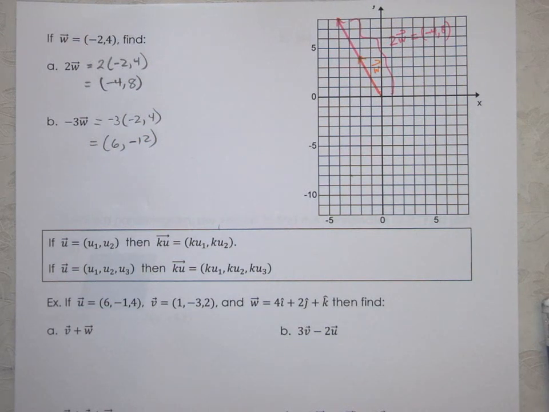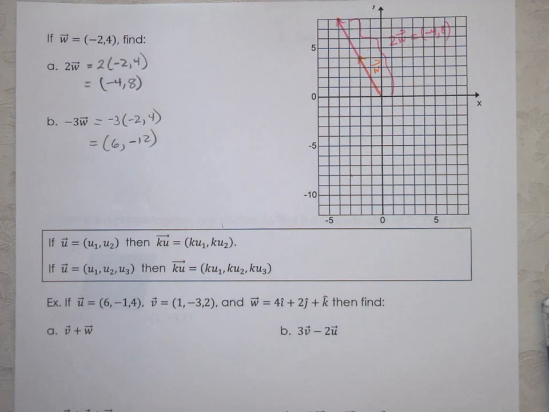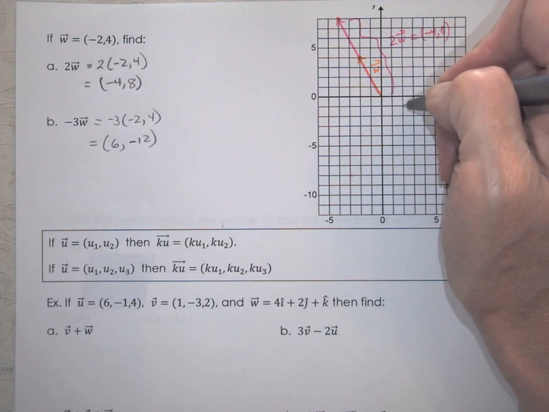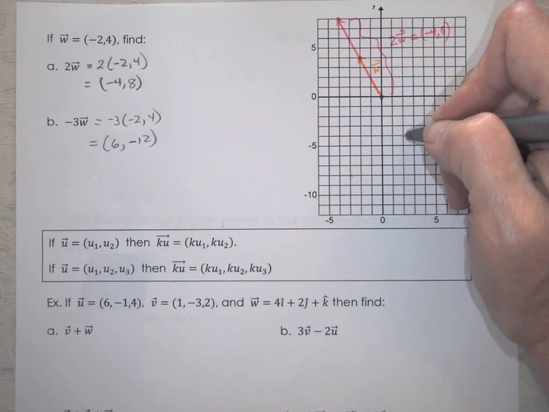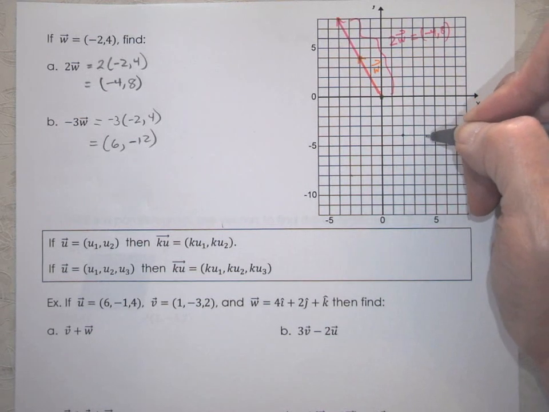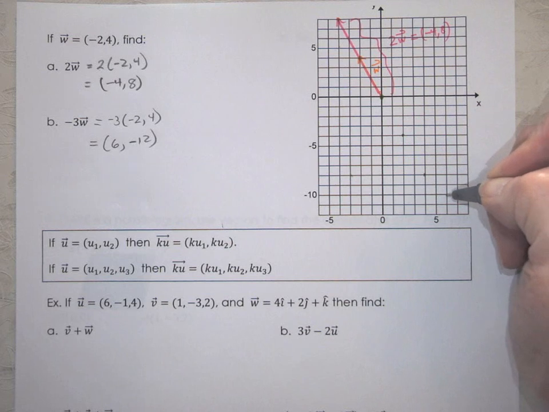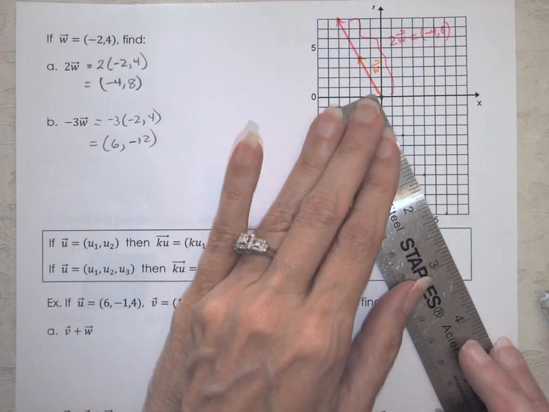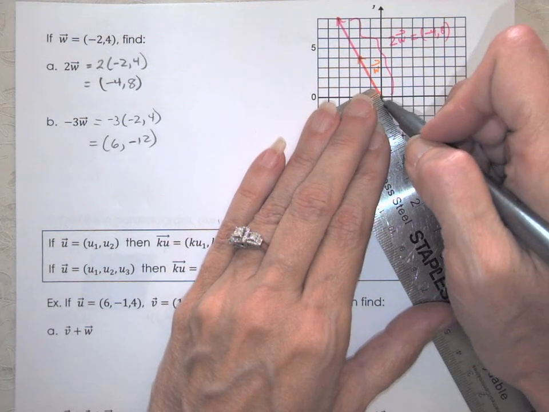Okay, and then if we think about vector w is -2, 4, then -3w will have the opposite direction, but 3 times as long. So we're going to go right 2, down 4, starting from here: right 2, down 1, 2, 3, 4 one time, then right 2, down 1, 2, 3, 4 again, then right 2, down 1, 2, 3, 4 again, and that's going to be vector -3w, just from our geometric sense of vectors.